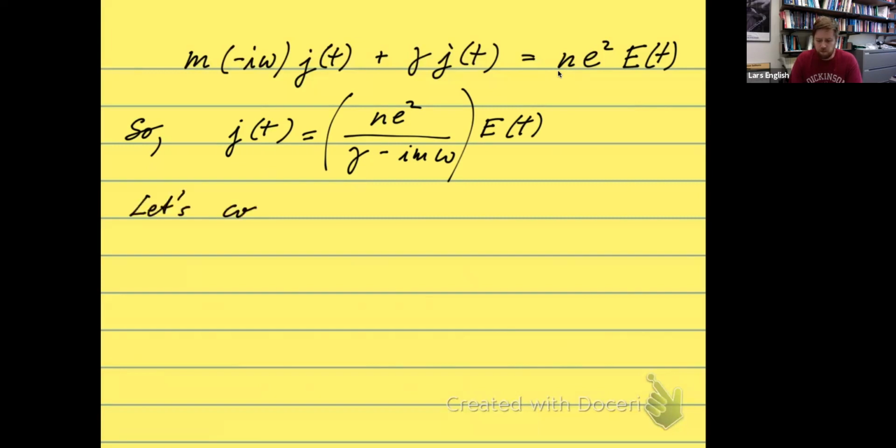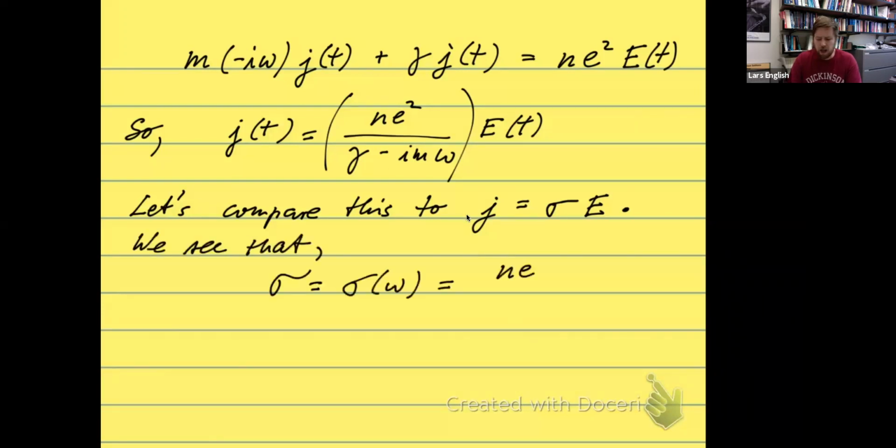Now before, we had that J was equal to sigma times E, and that's just Ohm's law. So now we want to compare what we got up here to what we know to be Ohm's law. That forces this sigma, the conductivity, to have this form, namely what appears here in the parentheses. One thing you have to realize is that there is this imaginary i here, so this is going to be a complex number.